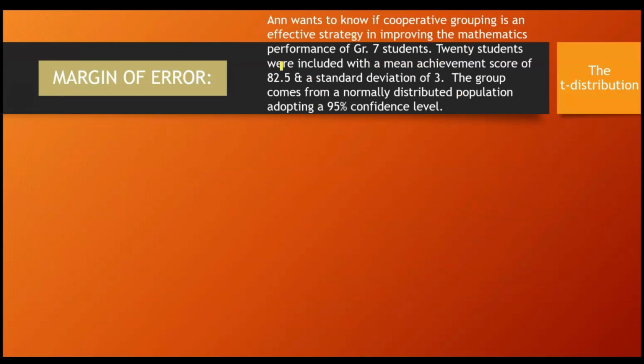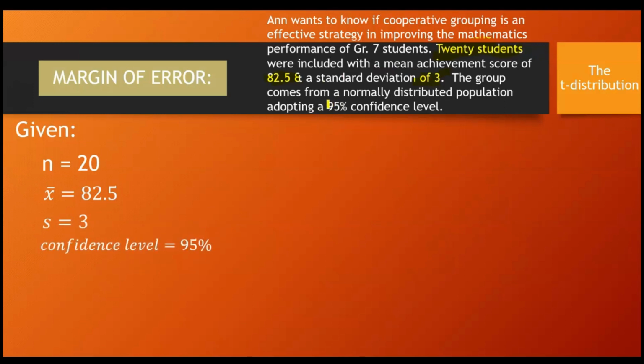To find the margin of error, let's start with finding the given. First, the sample size. The sample size is 20 since there are 20 students. Next is the sample mean. The sample mean is 82.5 and our sample standard deviation is equal to 3. Now, the confidence level is at 95%. First, let's solve for the degree of freedom given by the formula n minus 1. We will just substitute n equals 20, so that's 20 minus 1. 20 minus 1 is 19. Hence, our degree of freedom is 19.